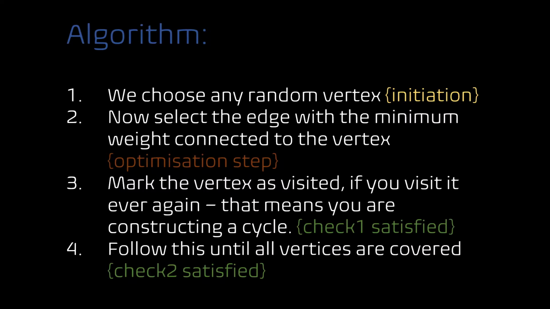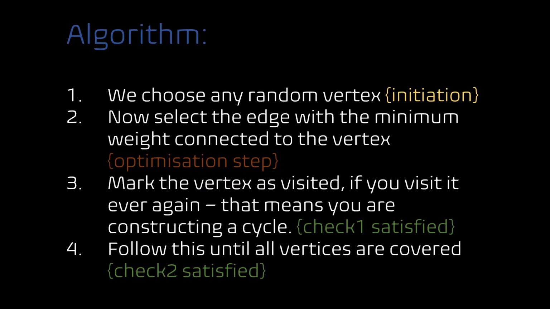Now select the edge with the minimum weight connected to the vertex. So we chose a vertex, and now we'll select the edge which has the minimum weight connected to the vertex, so that we are in the process of making the minimum cost spanning tree. This is our optimization step, and this is the step which will lead us to get a global optimal solution.